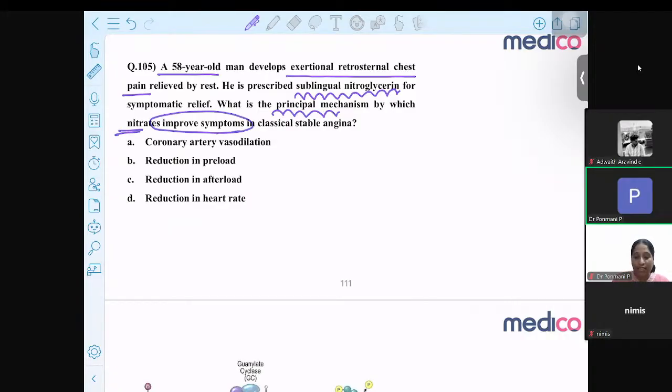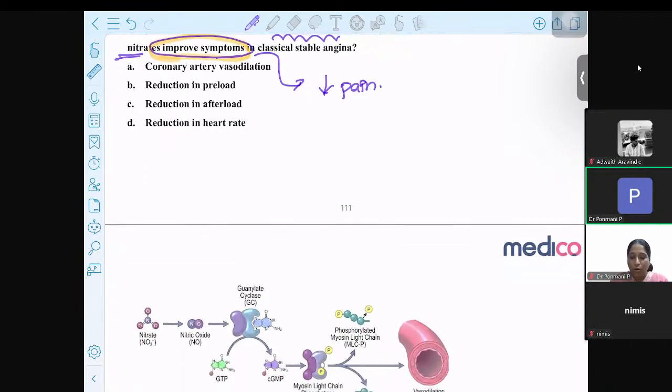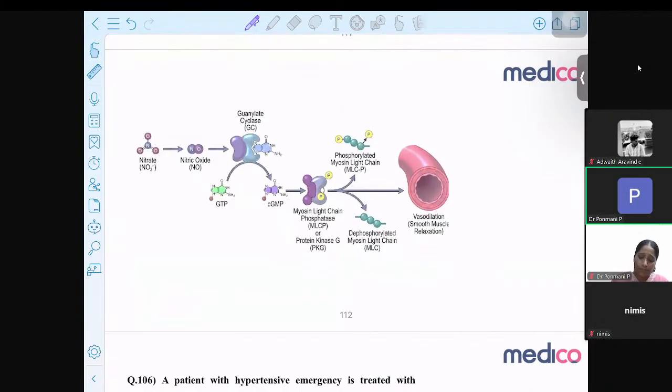This is the important line. By which mechanism is it improving the symptoms? That means it is decreasing the pain. Okay. So this nitroglycerin, how does it act? It releases nitric oxide and this stimulates guanylyl cyclase, which converts GTP into cyclic GMP. And this cyclic GMP helps in the dephosphorylation of the myosin light chain kinase, and hence it causes vasodilation.